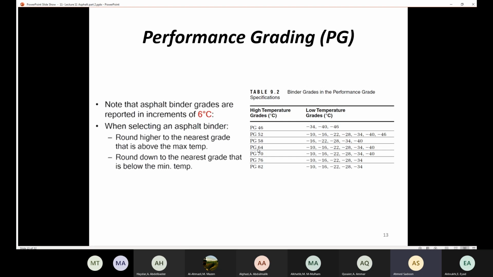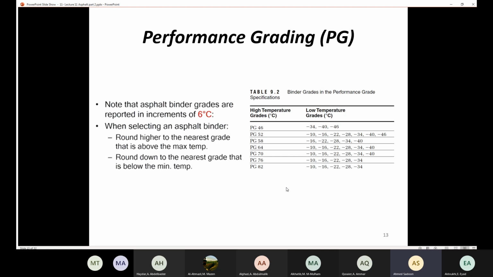Okay, I'm going to choose something higher, because if I choose something lower, then I'm going to have a problem. Because the maximum temperature is 60, and this one supports up to 58 degrees Celsius. So I'm going to have a problem. So always, when I'm going to choose the high temperature, I'm going to round above the maximum temperature. Then I'm going to choose this one, PG 64.